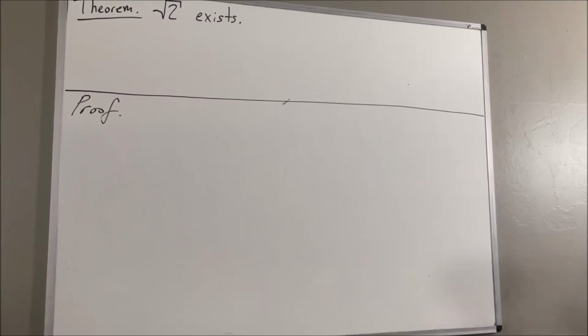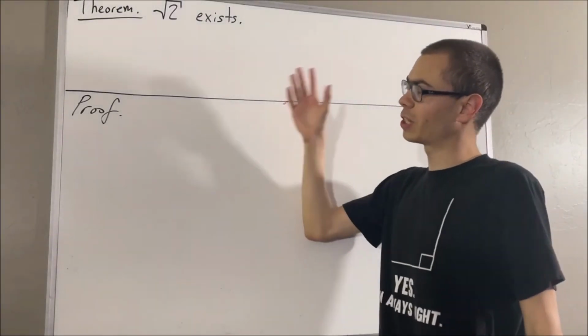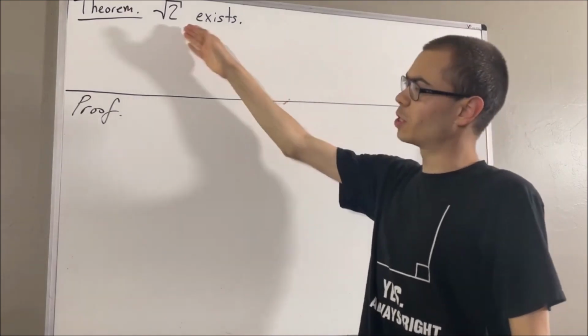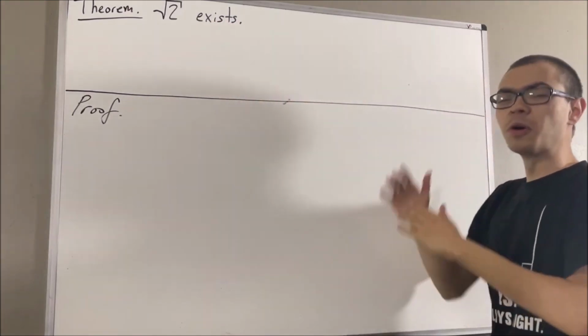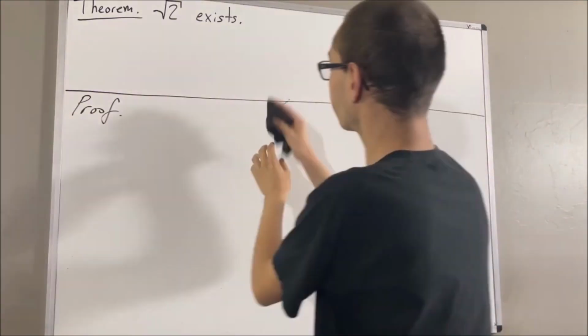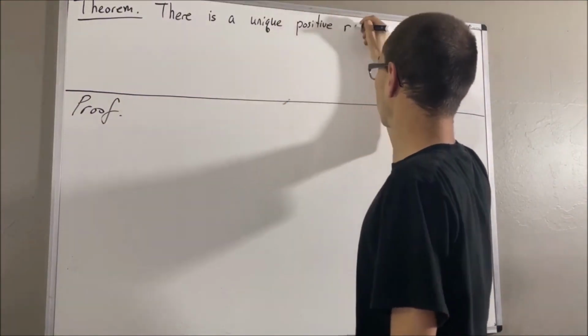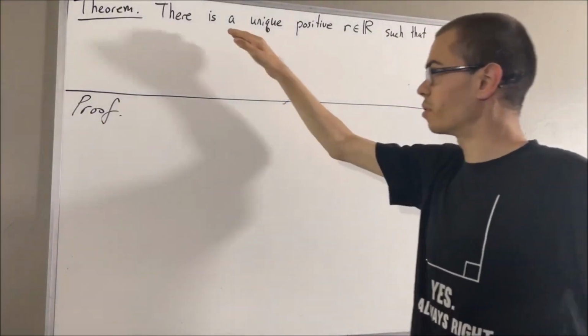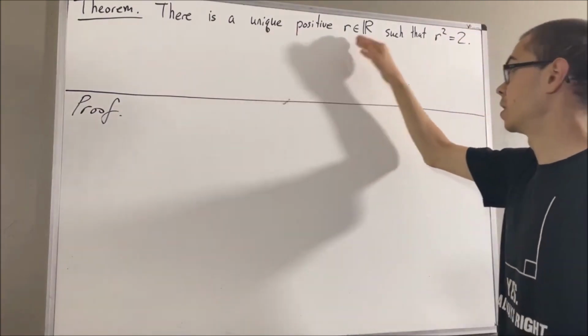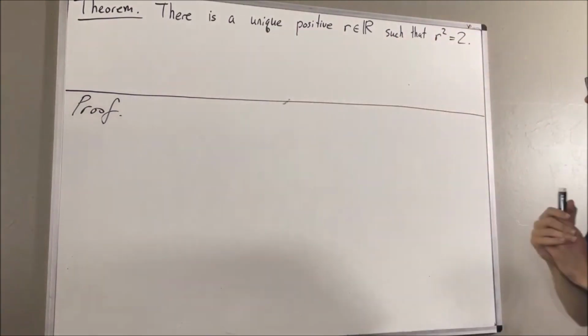Hello! In this video, we are going to prove the following theorem. The square root of 2 exists. Well, more precisely, we're going to prove there is a unique positive real number r such that r squared is equal to 2.